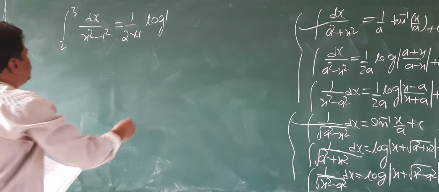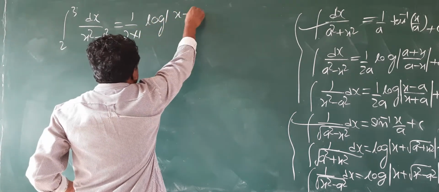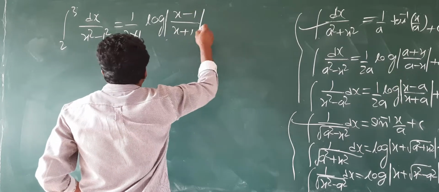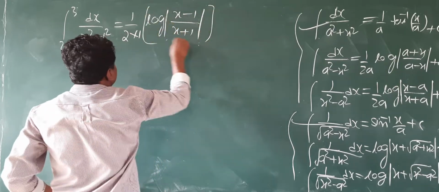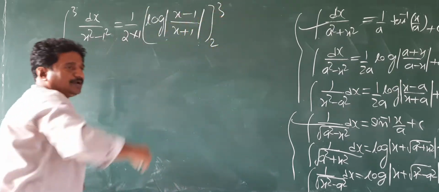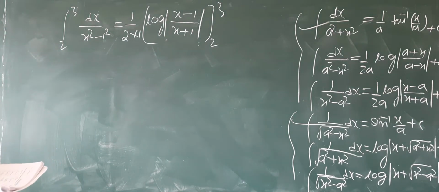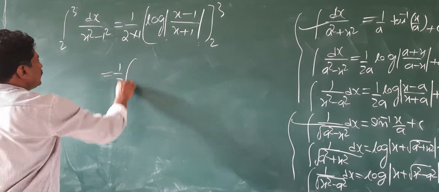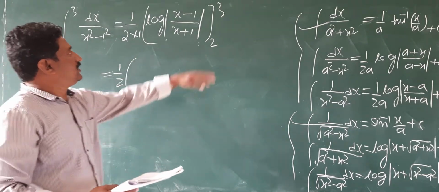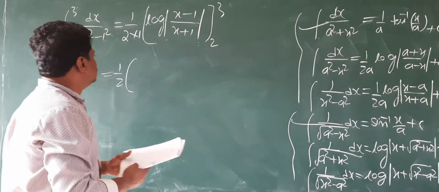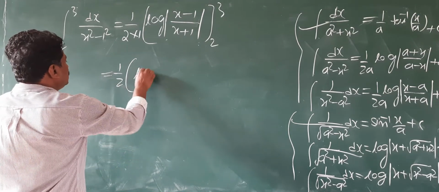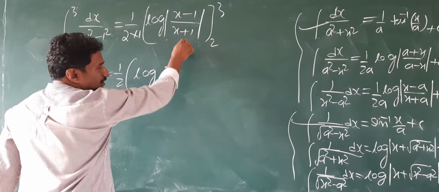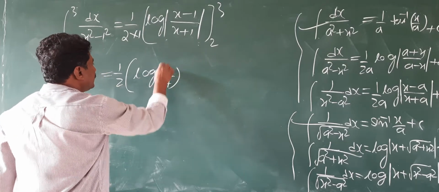So log (x minus 1) by (x plus 1). The limits are from 2 to 3. Upper limit minus lower limit. So 1 by 2. Tell me, upper limit 3: x is 3. So log (3 minus 1) is 2, (3 plus 1) is 4.